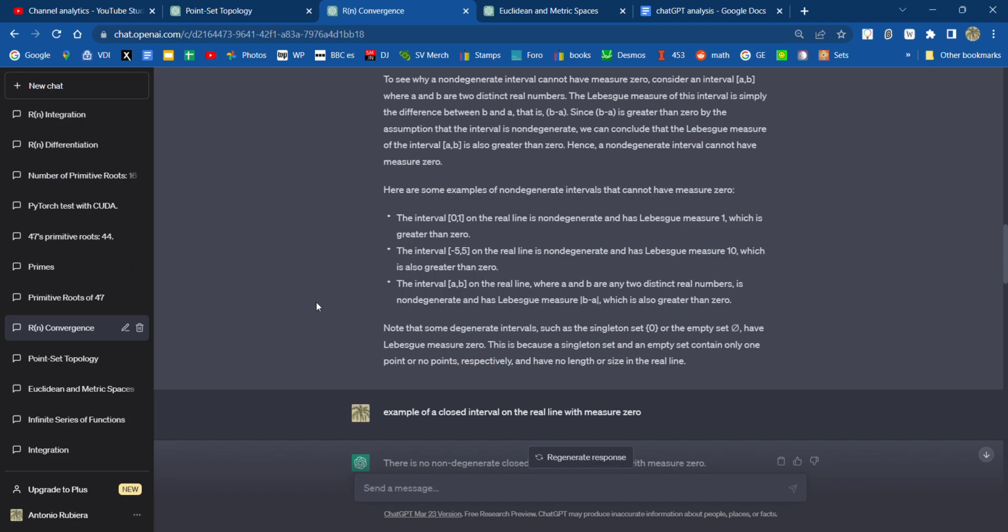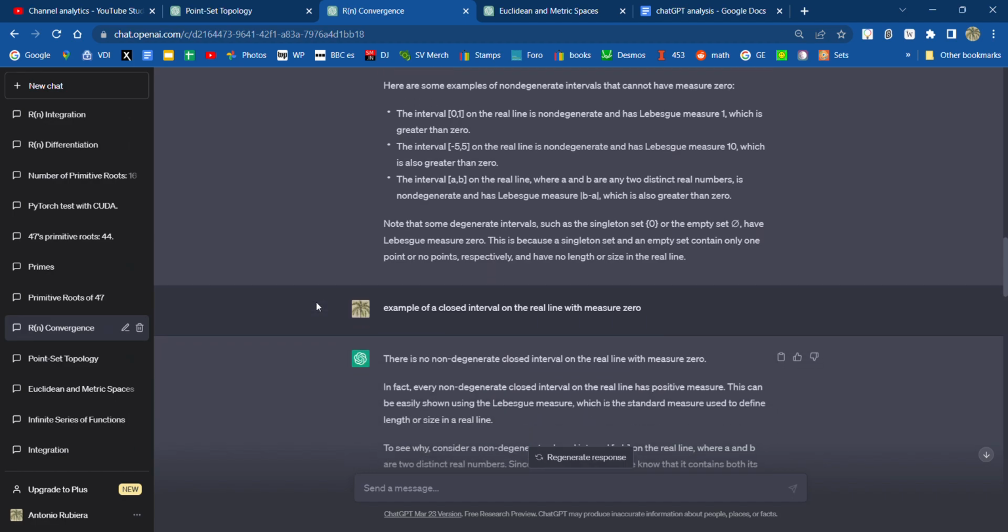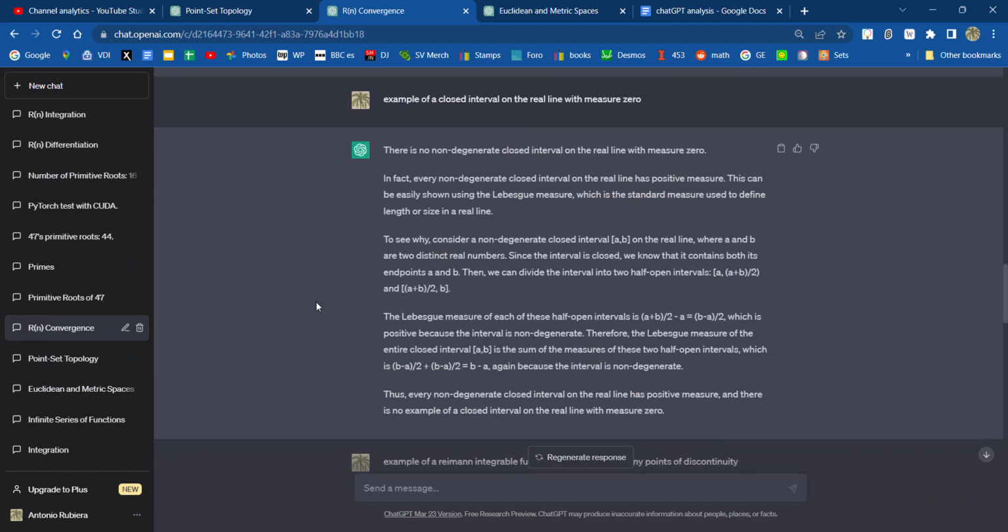And it mentions Lebesgue measure, which I haven't gone into in the book, but I'm sure there'll be a round of a lot of that stuff coming up as I wind down the latter parts of Wade. Example of a closed interval on the real line with measure 0. There is none.